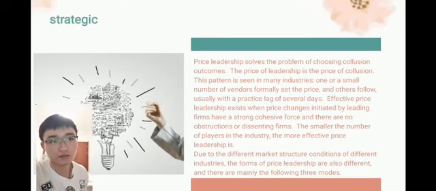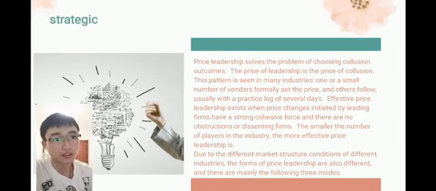First, price leadership solves the problem of choosing the price outcome. This pattern is seen in many industries. One or a small number of firms set the price, and others follow, usually with a lag of several days. Effective price leadership exists when price changes initiated by leading firms have a strong cohesive force, and there are no obstructions or dissenting firms. The smaller the number of players in the industry, the more effective price leadership is.